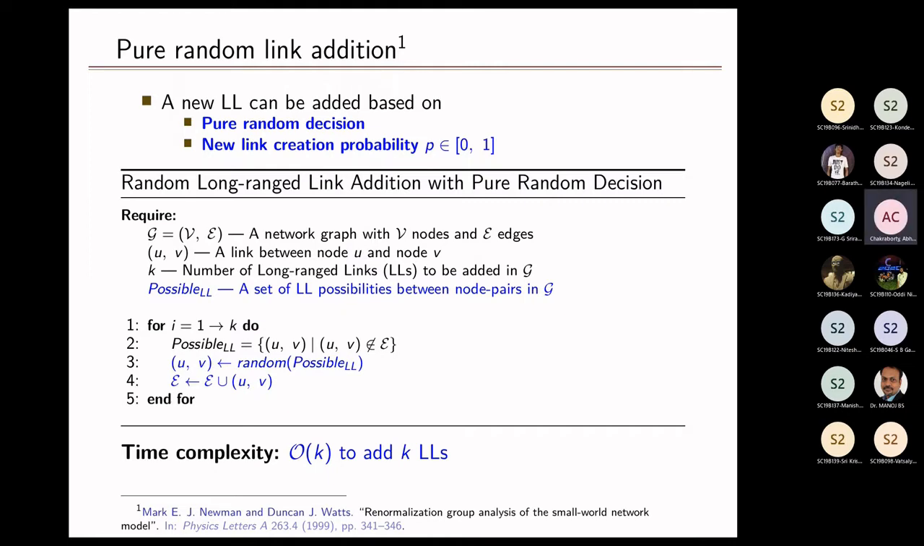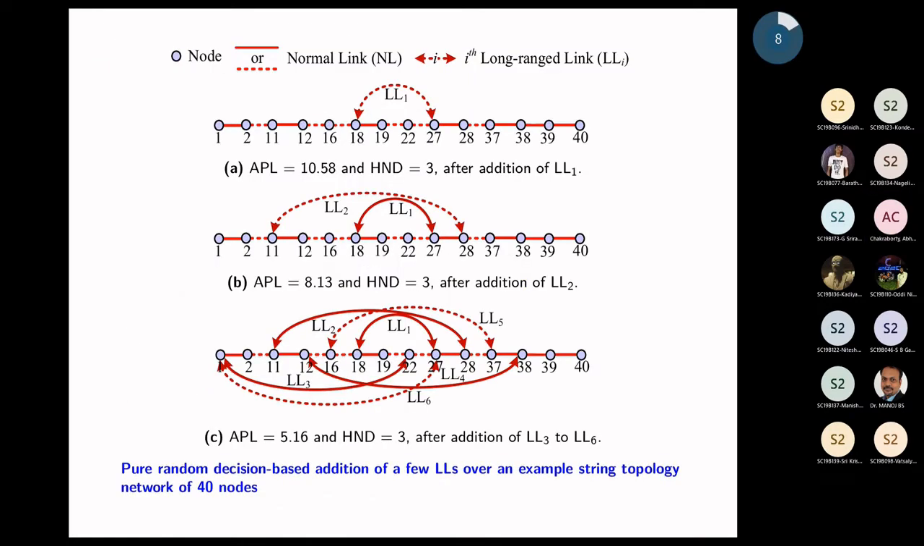The time complexity to add k number of links is only order of k, because we are just simply identifying two nodes and then adding a link. So it is very easy.